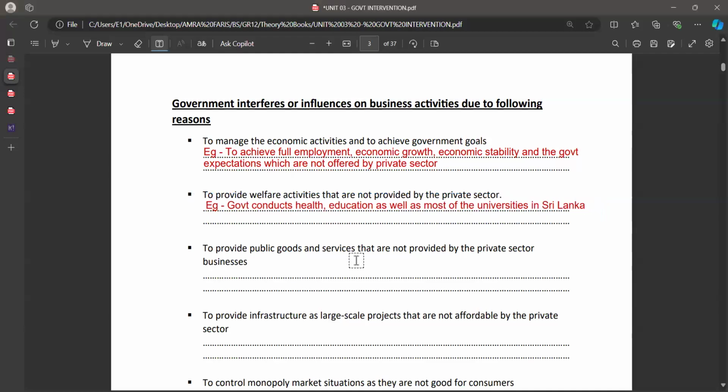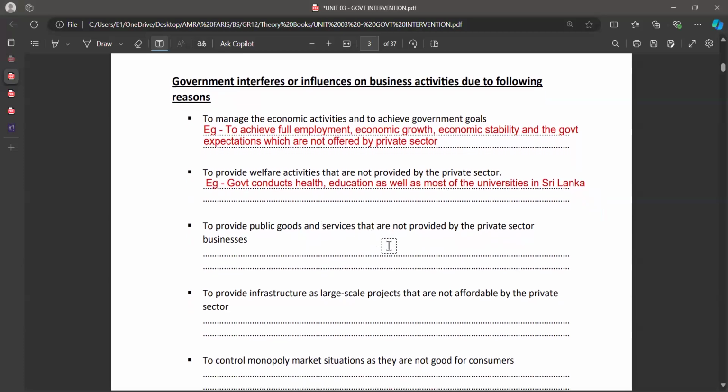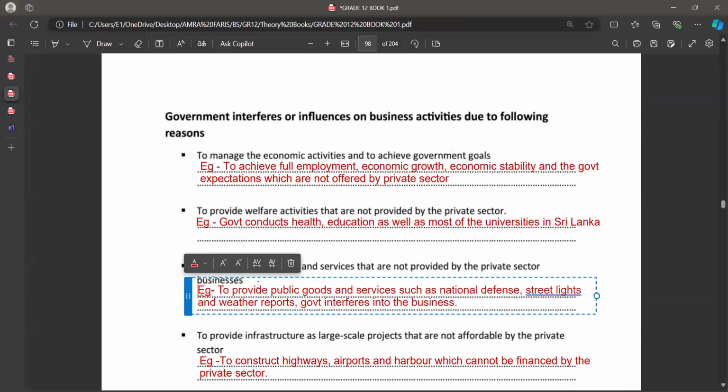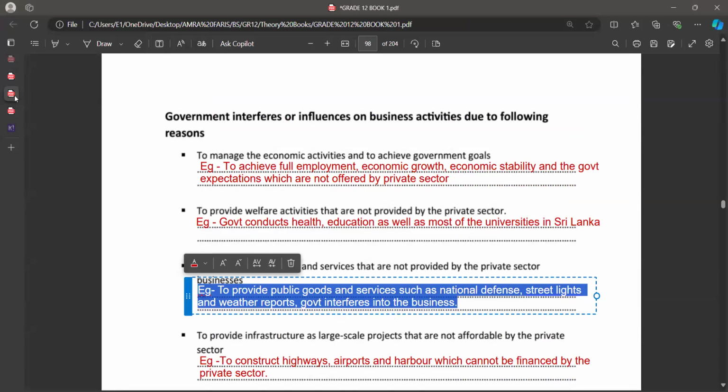Okay. Next one. To provide public goods and services that are not provided by private sector businesses. Some goods and services are not provided by the private sector. Definitely, the government sector should provide it. Therefore, they interfere. One reason is to provide defense. Defense, government should provide. The private sector can't provide, right? And street lights, weather reports, infrastructure, to provide those, government interferes. That is one reason why they are interfering. So write that down.